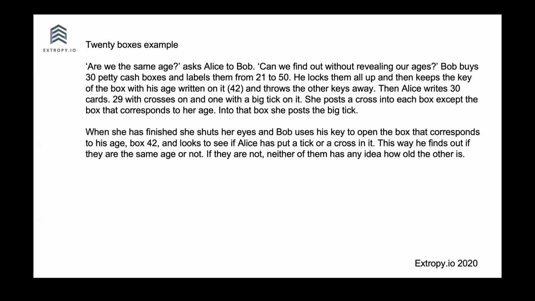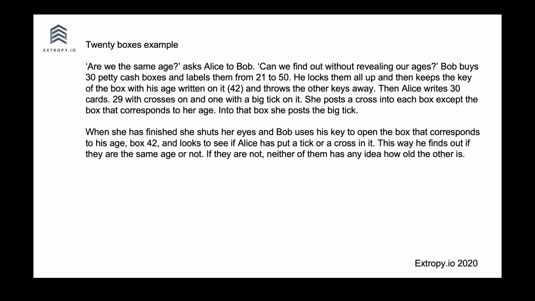In this case, Bob will buy these, label them with numbers to correspond to the age, and then lock them. But he keeps the key to the one that he has written his age on, which corresponds to his age. In this case, we're saying it's 42, and then he gets rid of all the other keys. Then Alice fills in some cards, puts crosses on all of them except one with a tick, and she posts the crosses in the boxes that don't correspond to her age and puts the tick in the box that does correspond to her age.